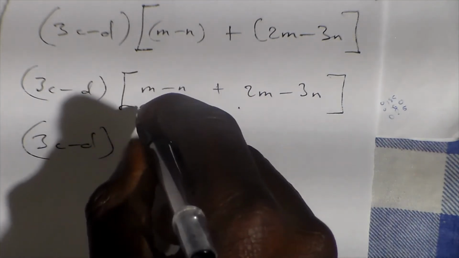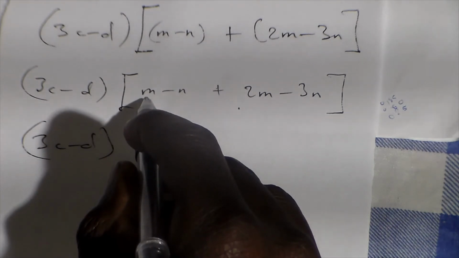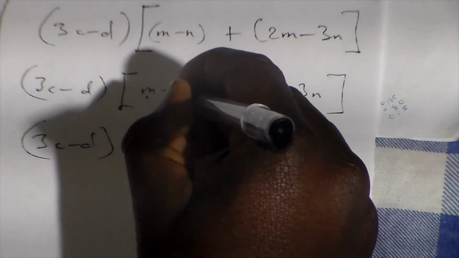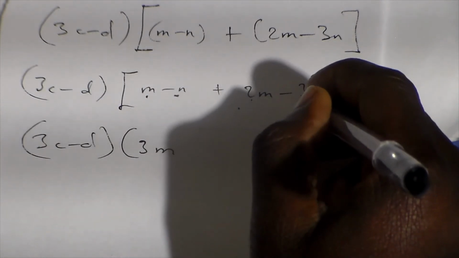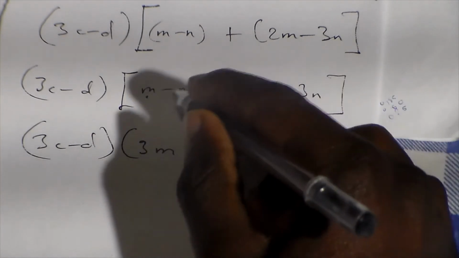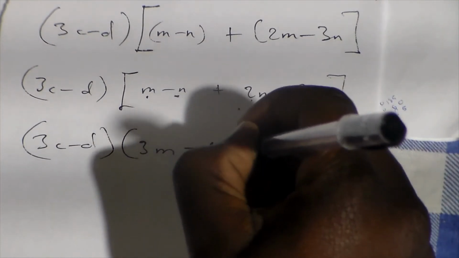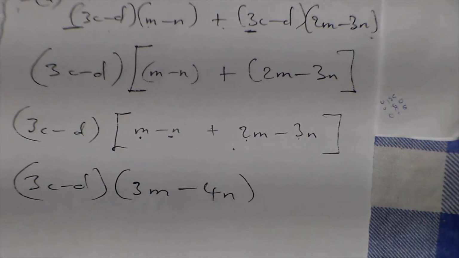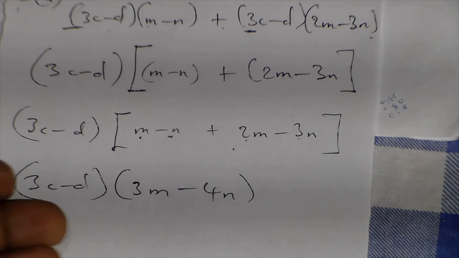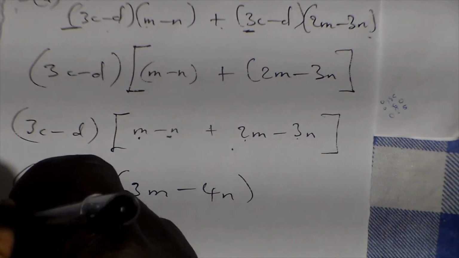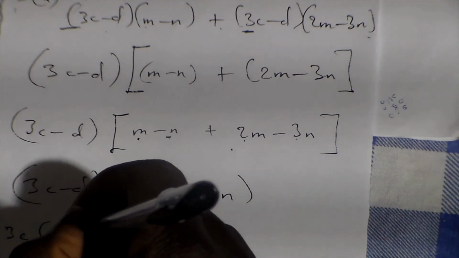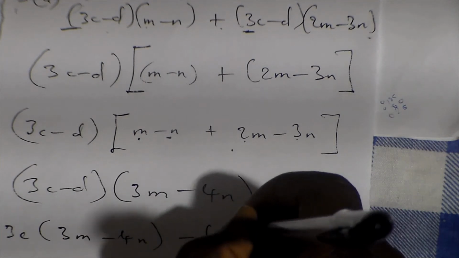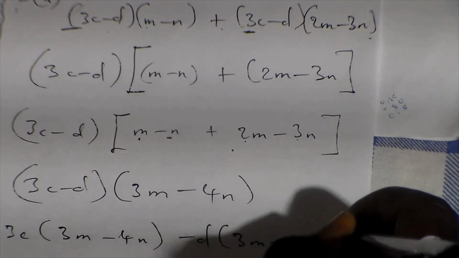Then it will be now m plus 2m, we'll get 3m. Minus n minus 3n, we get a negative 4n. Okay, so the question is saying remove brackets and simplify. We can now remove these simplified brackets. You can say 3c times 3m minus 4n, minus d times 3m minus 4n.